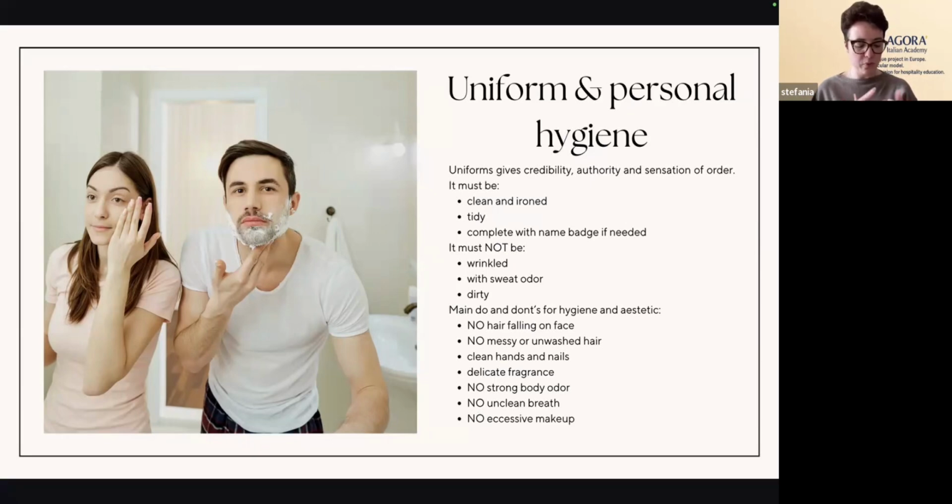Don't put strange colors or something like that. Just a simple manicure. No heavy fragrance, a delicate fragrance, because there might be allergies, for example. There are people allergic to perfume. No strong body odor. Even if it might be obvious, it's very important to be clean, especially not to have a strong body odor. It's not good for your colleague, it's not good for the guest. No unclean breath and no excessive makeup. Okay, so you have to be tidy.